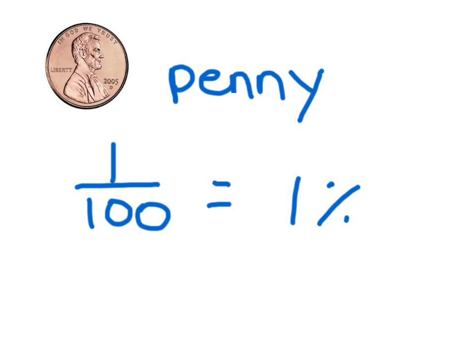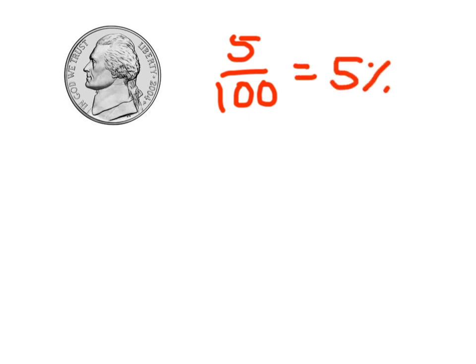1% of a dollar. If we were to write that as a decimal, we know how we write money: a penny is 0.01. Let's think of some other coins. A nickel is 5/100ths of a dollar, which equals 5% of a dollar. And if we were to write that as a decimal number, we would write 0.05.